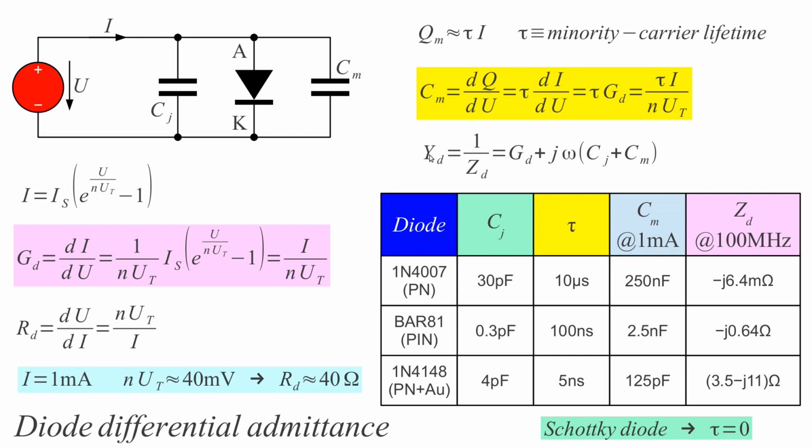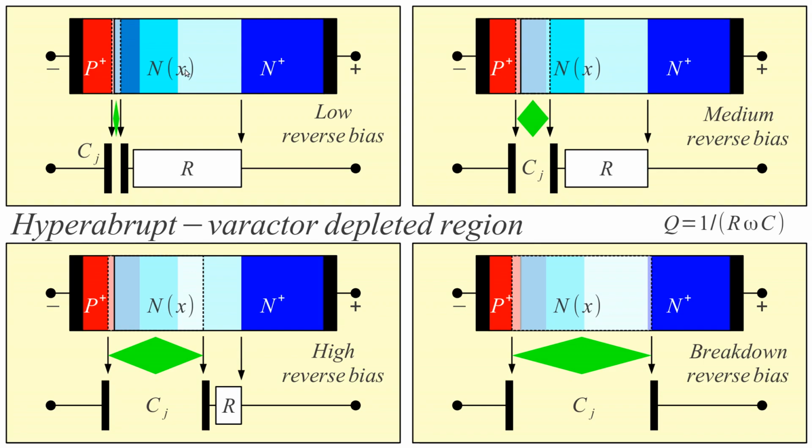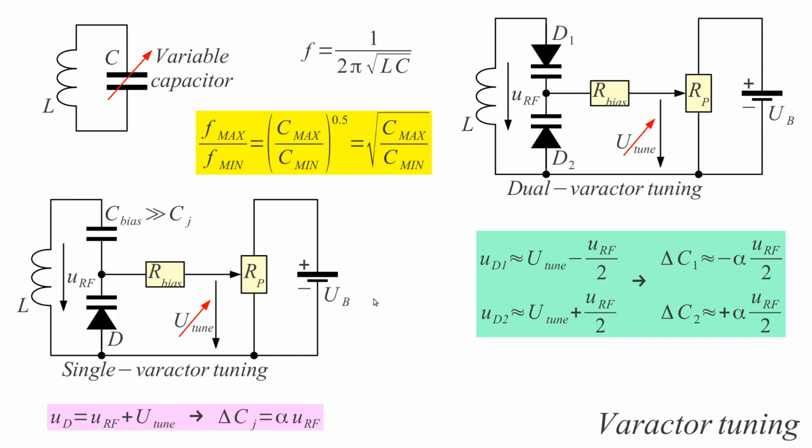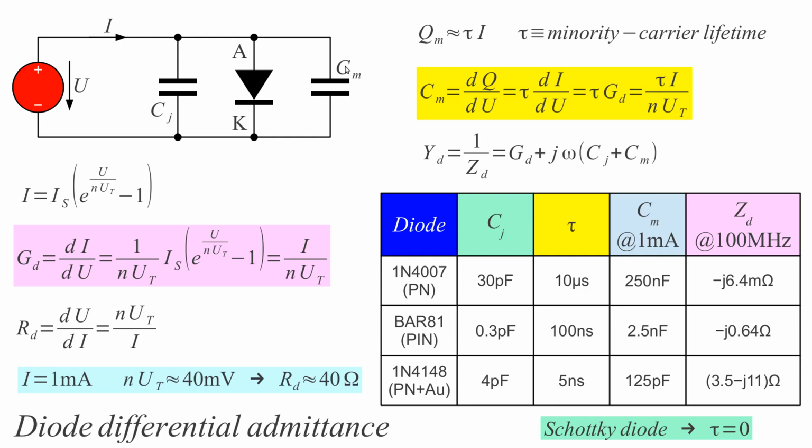Okay, so the admittance of our diodes, the differential admittance Y delta, becomes the real part, which is the differential conductance, and the imaginary part is j omega times the sum of all capacitances. We have the junction capacitance, which we had here in the varactor, but a much larger capacitance than the junction capacitance is this capacitance of the minority carriers, and this may become very large.